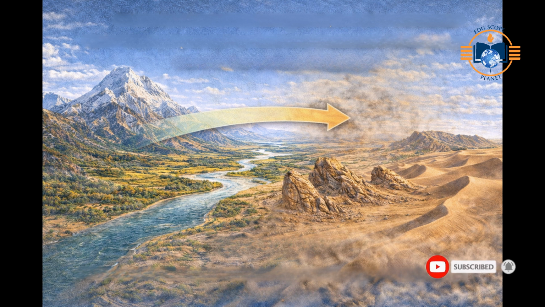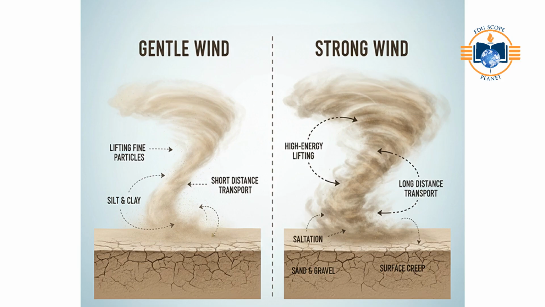This type of erosion is most common in arid and semi-arid regions, where the soil is loose, dry, and vegetation is scarce. Such conditions allow the wind to act freely on the land surface. The intensity and impact of wind erosion depend on several important factors.